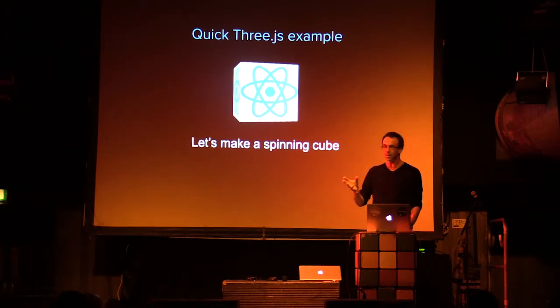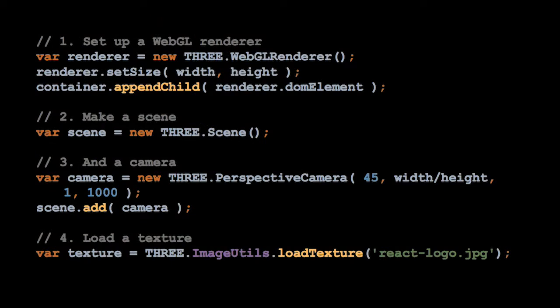So, I just want to do a kind of quick Hello World-ish kind of thing with Three.js, which is making a spinning cube with, of course, our React logo on it. So, there's a bit of code here, but let me walk through it. We've got four things to do before we actually get to the cube that we want to create.